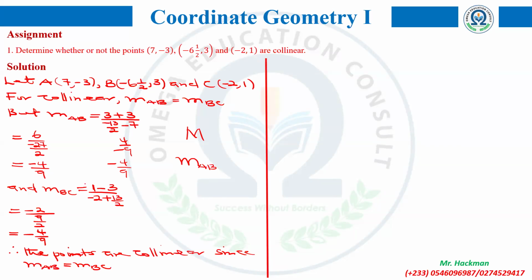Okay, so again, use your head to do this one, whole numbers we can. So that gives us minus 2. This one, you can use your head or your calculator. That will give you 9 over what? Over 2. So at this point, use your calculator to do it. That gives you minus 4 over 9. If you compare, they are the same. So once they are the same, what do we do? The gradients are the same. So our condition is satisfied. So we draw the positive conclusion. Therefore, the points are collinear since MAB is equal to MBC, since your condition here is satisfied.